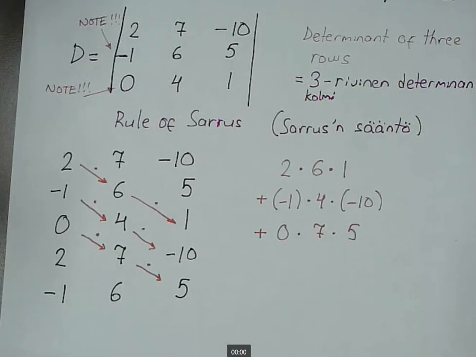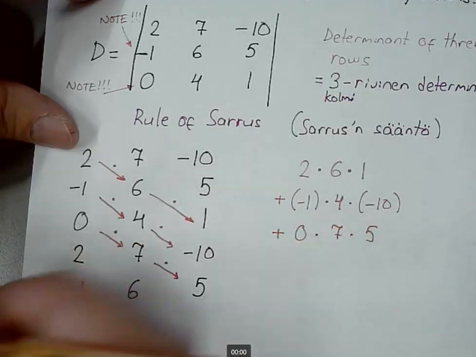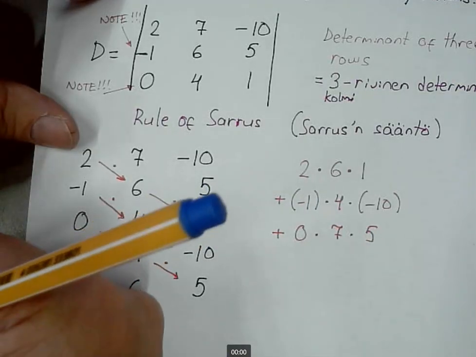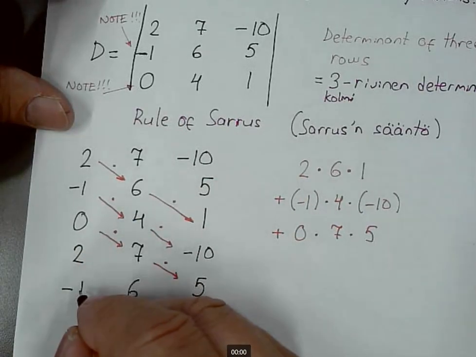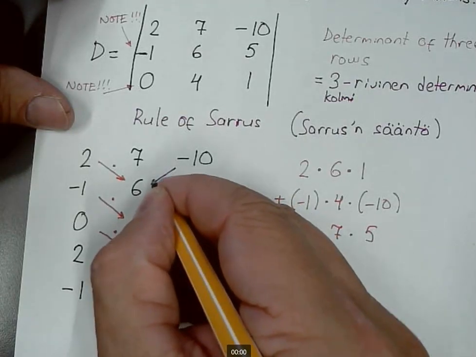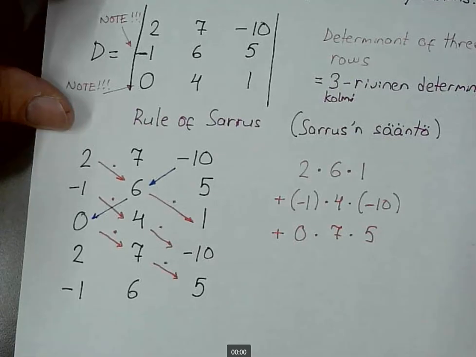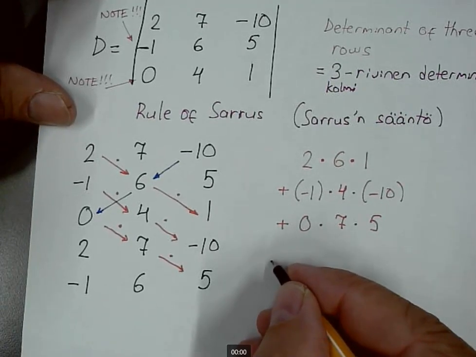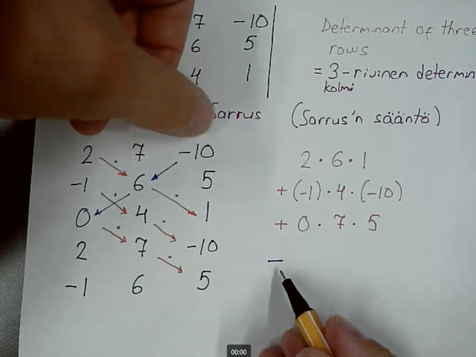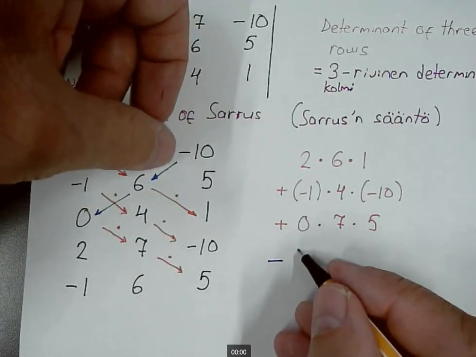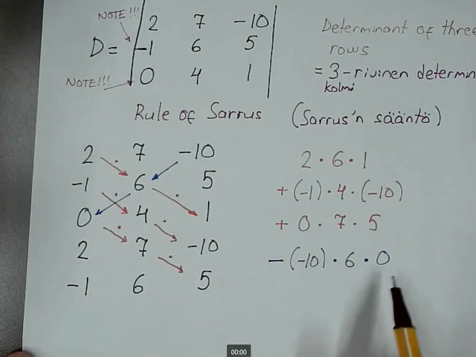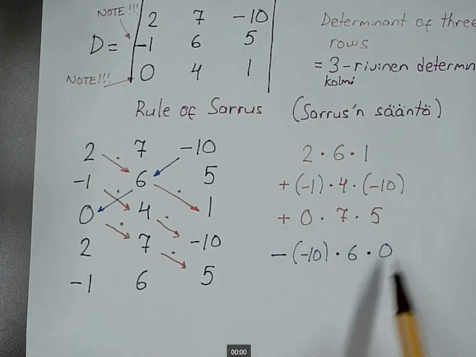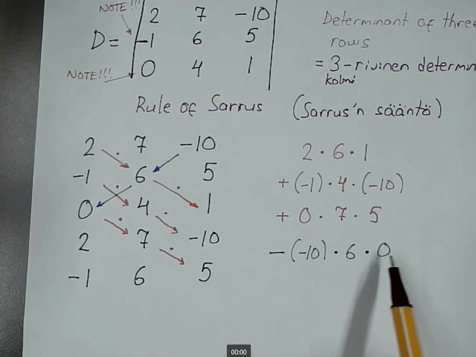So in this case we are doing the same, but we are changing the direction now. I took blue pen now, and now we are multiplying in this direction. These are the minus direction. So I will multiply these, and I will use minus there. So this comes from the direction, it is minus direction, and I will get minus 10 times 6 times 0. So again we get 0 there. So we don't necessarily need to calculate the value of this because we know that it will be 0.